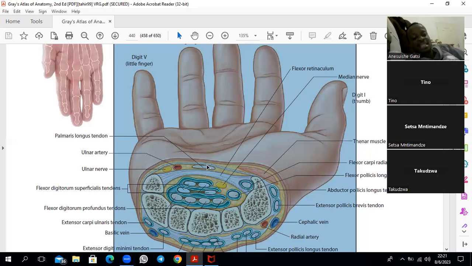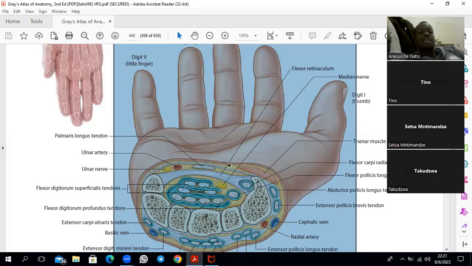Then other things that pass on top of the flexor retinaculum, besides the tendon of palmaris longus, are the ulnar nerve and the ulnar artery. The nerve is medial at the wrist. The artery is lateral compared to the nerve. If you see, this little thing on this side, that's the medial side. The first thing that you come across is the ulnar nerve before you get to the ulnar artery.